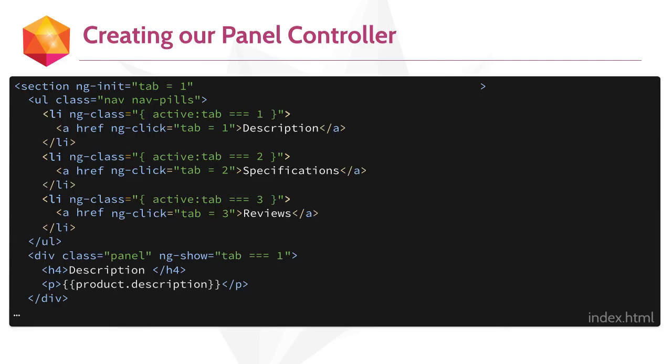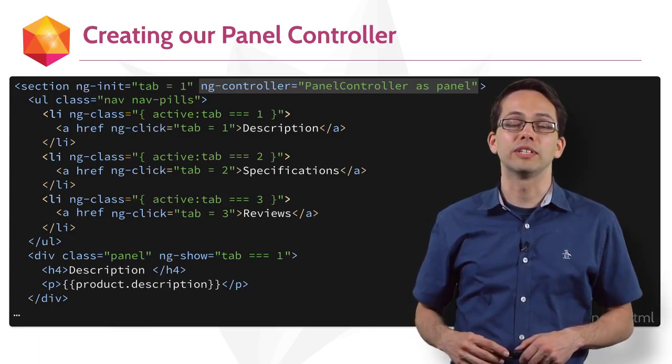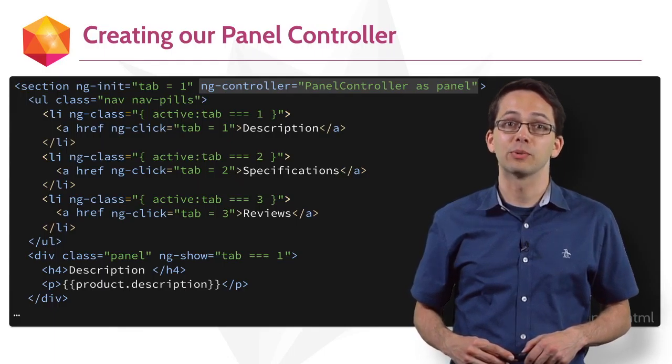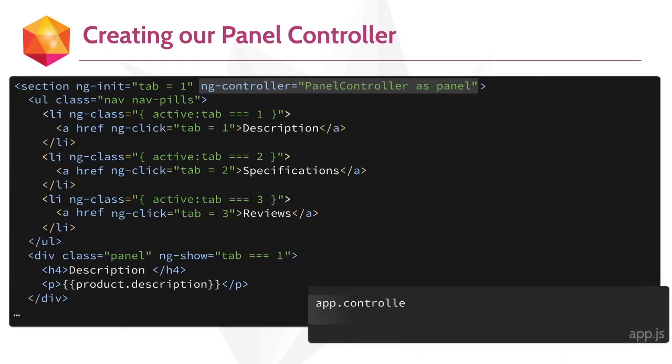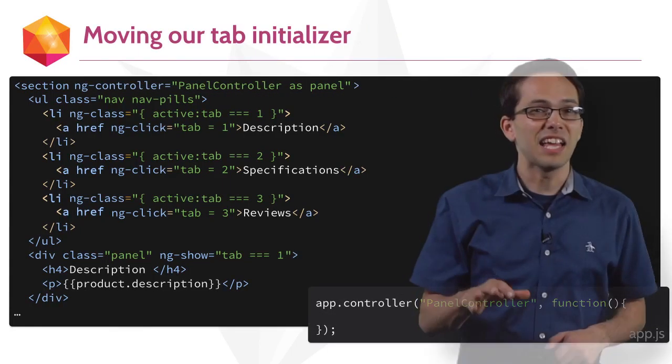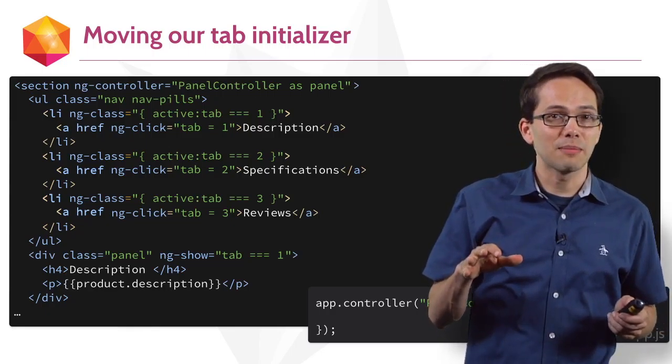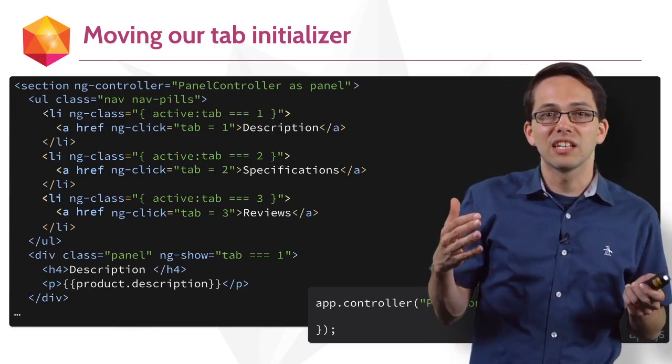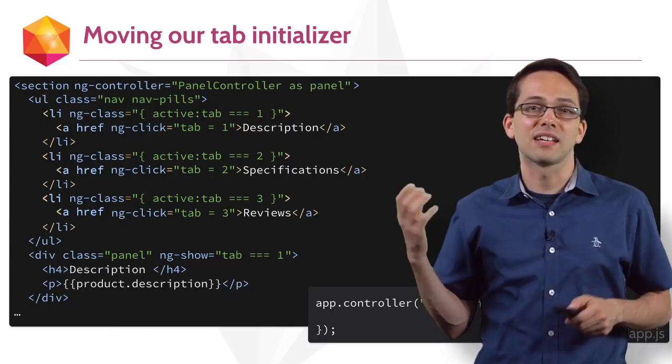First, we'll use the ngController directive, specifying our panel controller as panel. Panel is our alias that we'll be using inside of this element to refer to our panel controller. Then in our app.js, we'll define our panel controller. Our next step is to move the tab initialization inside of our panel controller. ng-init is great for prototyping, but really initialization and configuration should go inside of a controller.